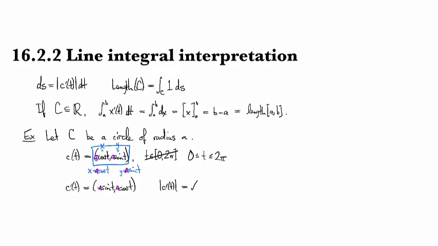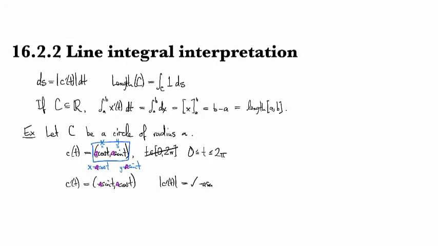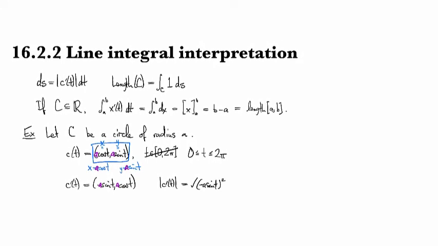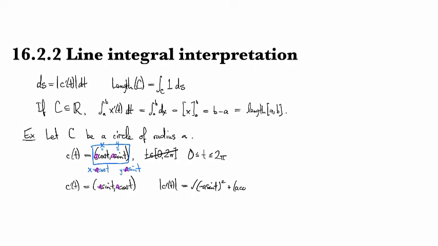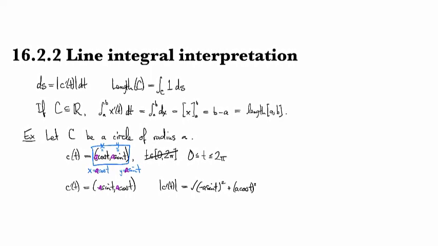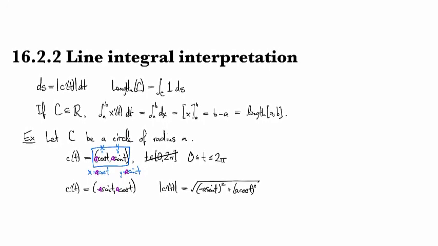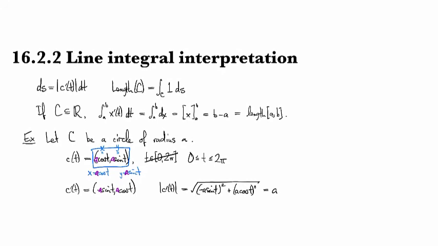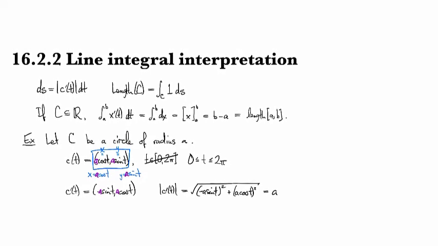Okay, so now we've got minus a sine t, quantity squared. That's my x prime squared. And then I've got my y prime squared. So that's this guy. And that's just a, right? Good old Pythagorean theorem. Sine squared plus cosine squared equals 1.